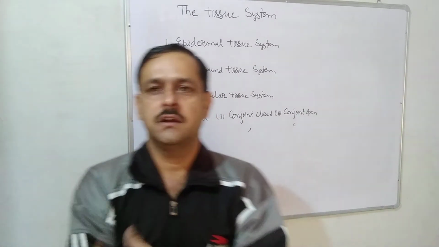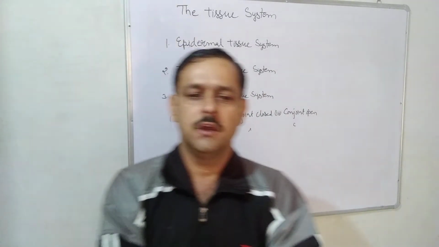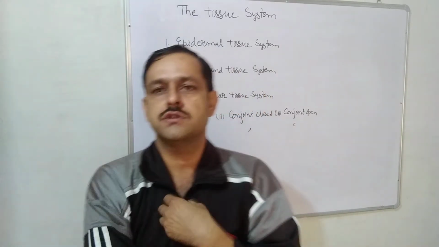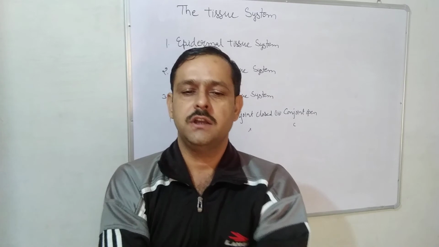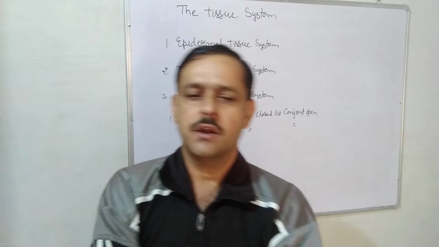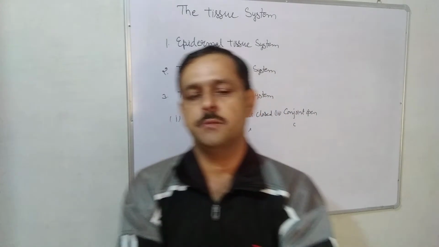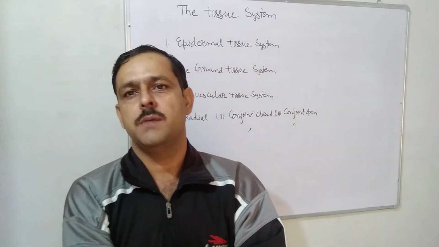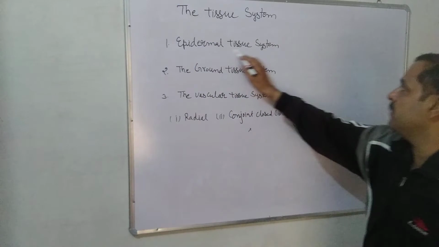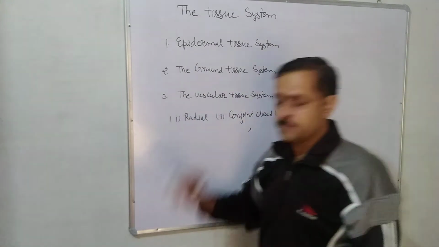In a plant, the structure and function of tissues depend upon their location. Tissues are located in different places, and they vary depending on their location. On the basis of their structure and location, they are of the following types: first, the epidermal tissue system; second, the ground tissue system; and third, the vascular tissue system.